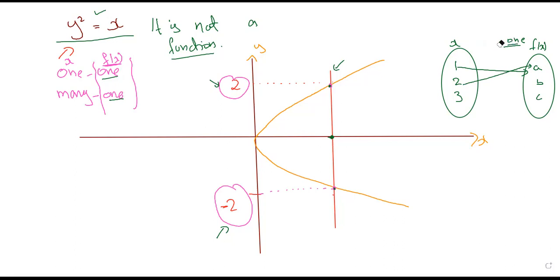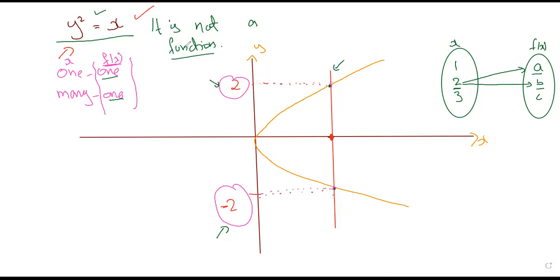By this I mean, this is A, one value of x is corresponding to two different values of function. For example, one value of x is corresponding to two different values of function. So this is not a function. This is a relation, but it is not a function.